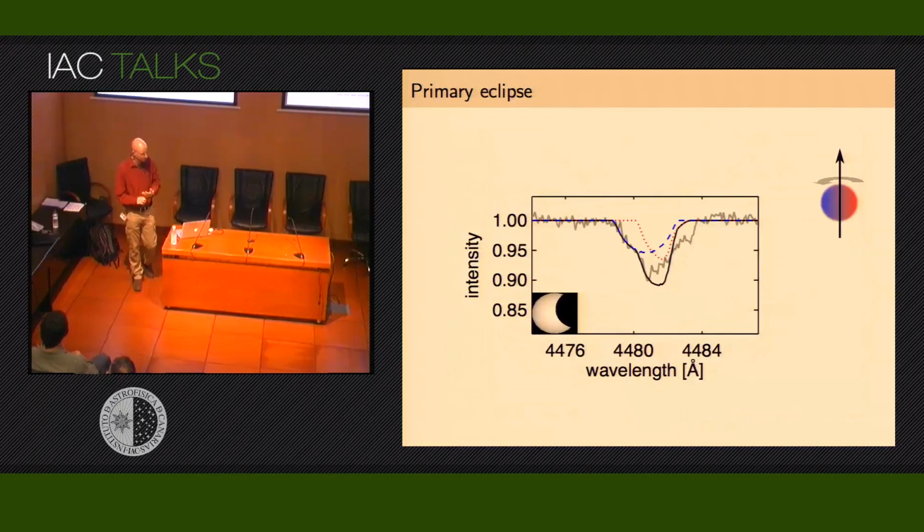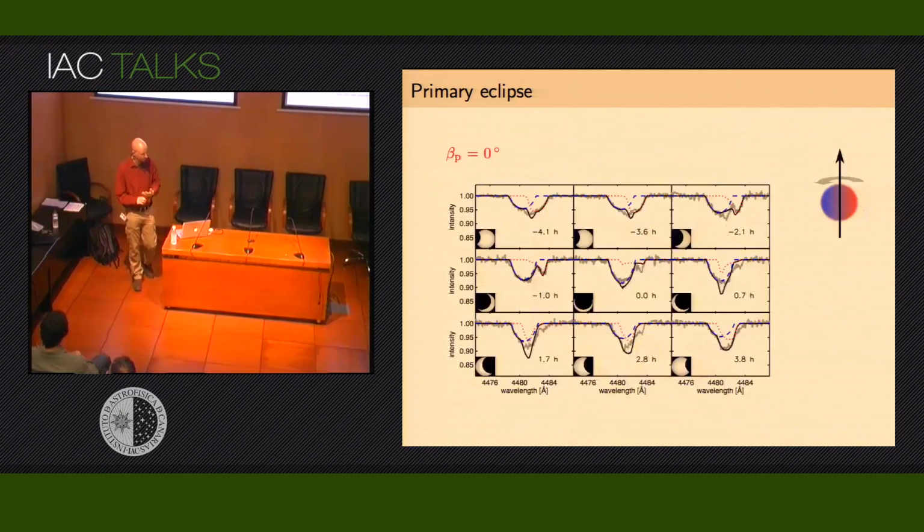This is one observation during the primary eclipse, and dashed blue is the model of our secondary foreground star. Red is the model of our eclipsed primary. Black is the overall model, and gray is the data. And what you can see is that this is a very poor fit to the data. This is our best-fitting aligned model. If you leave the projected obliquity a free parameter, we receive a much better fit.